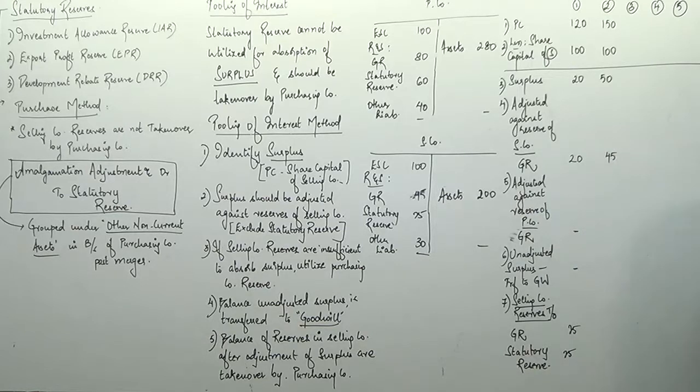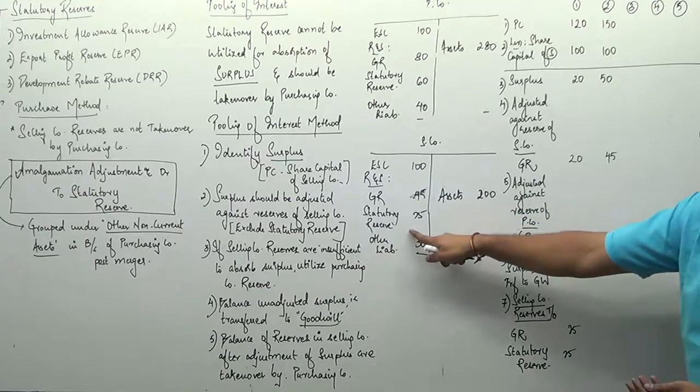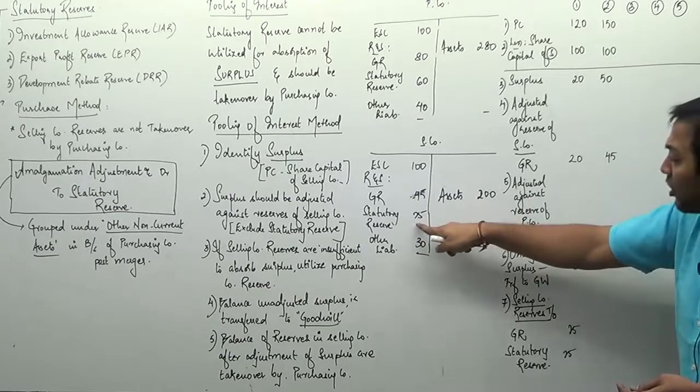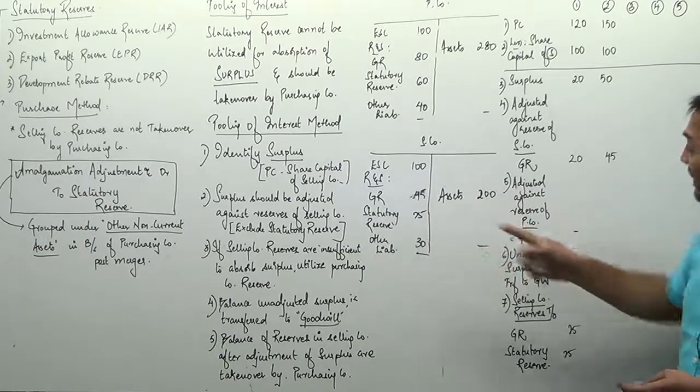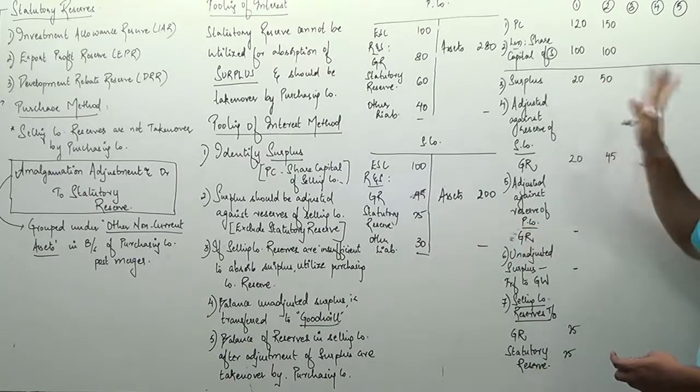45. But surplus is 50. That means there is unadjusted surplus of 5. Can I use statutory reserve? No. So I cannot use the statutory reserve of the selling company. I still have an unadjusted surplus of 5.